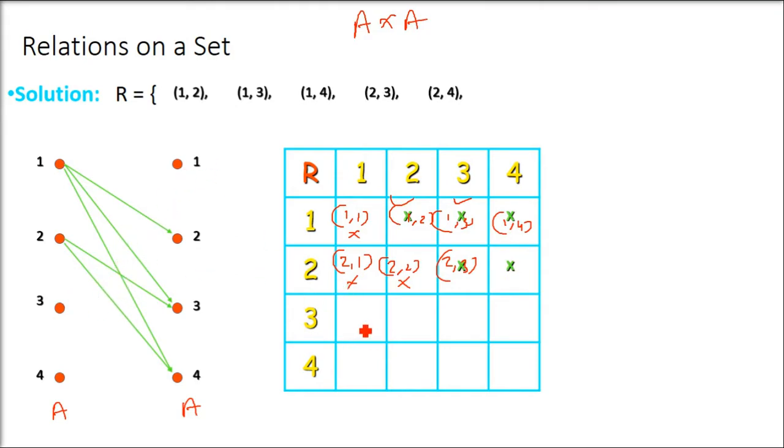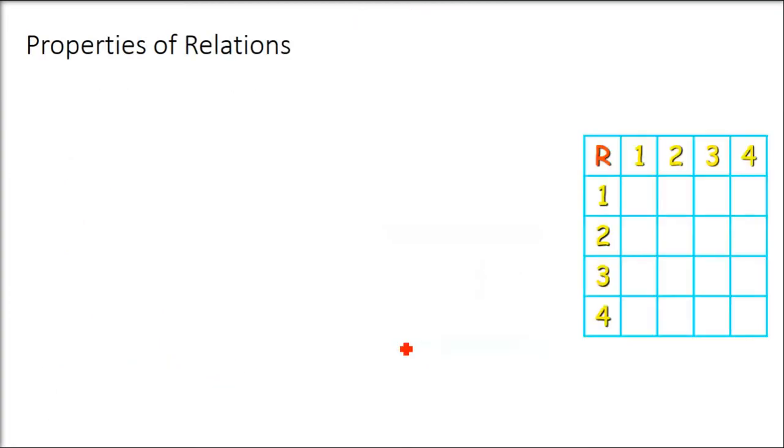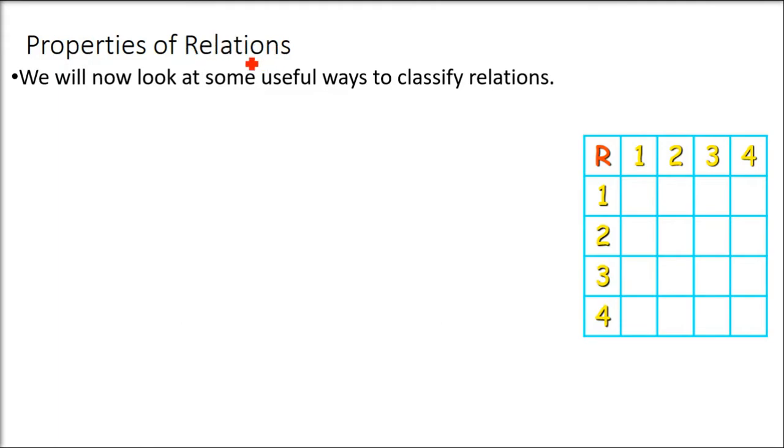3, 1. No. 3, 2. No. 3, 3. No. 3 is not less than either 1, 2 or 3. But 3 is less than 4. So we are going to include 3, 4 in the relation. Now 4. 4 is neither less than 1, 2, 3, nor 4. So no combination of 4 with 1, 2, 3, 4 will come. So the relation which we talked about, A is less than B, is this answer.